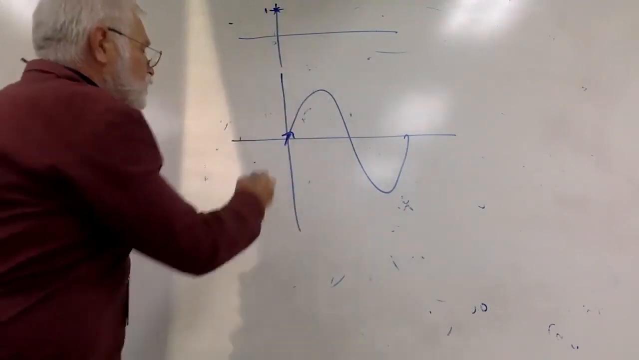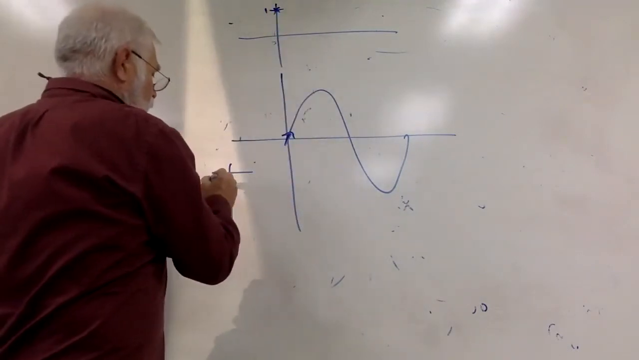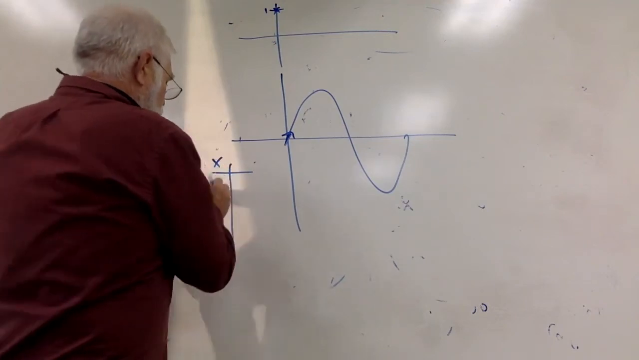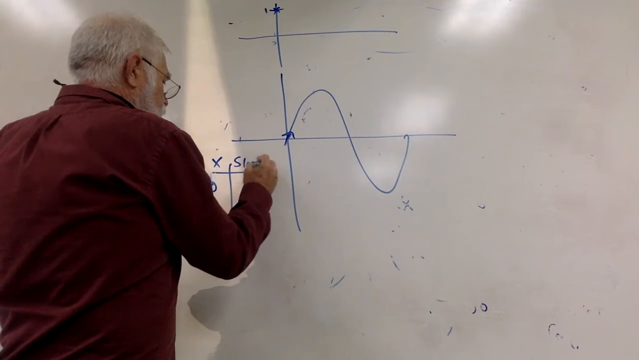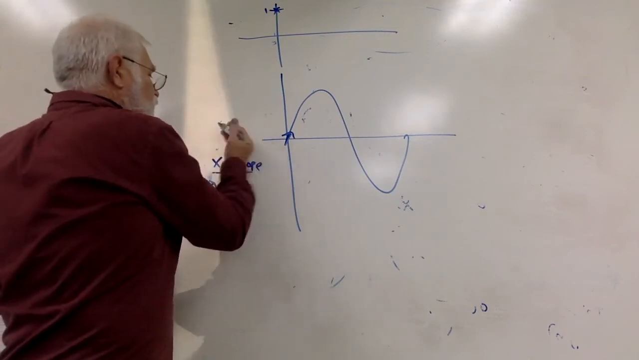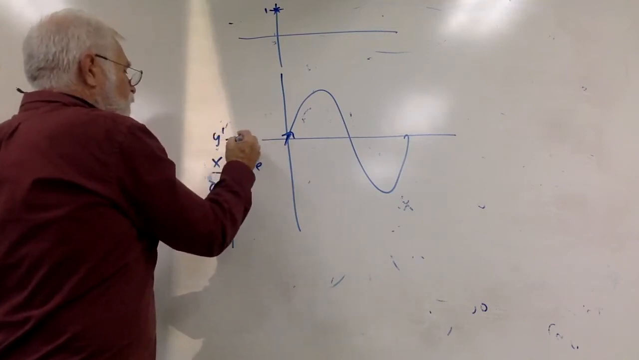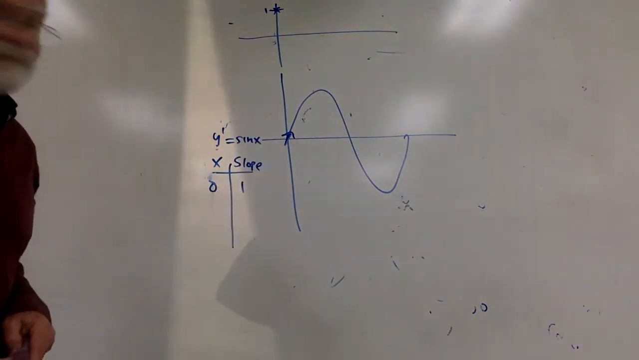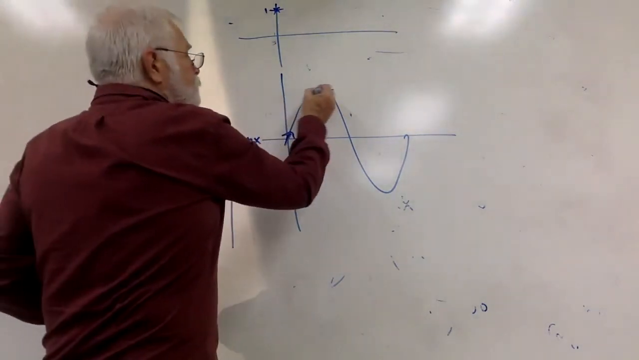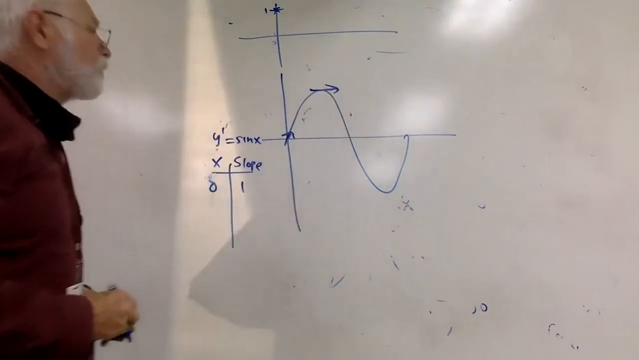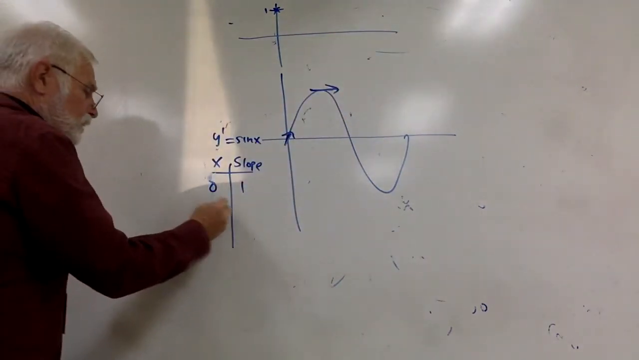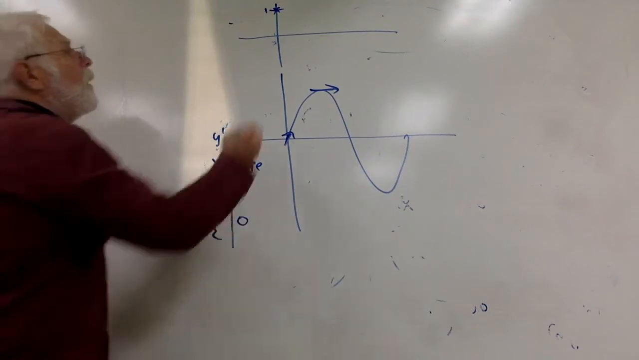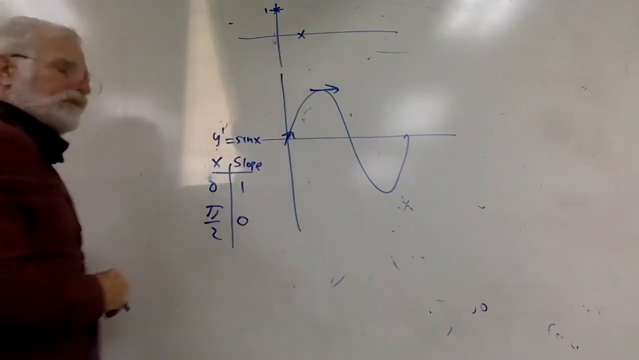Okay, so at x equals 0, I have a slope of 1 for the sine function. So I'm looking at y prime of the sine of x. And its slope appears to be 1. What's that one? Well, that's pi over 2. 1/4 of the way around the circle, I get a slope of 0. We'll call that pi over 2, 0.